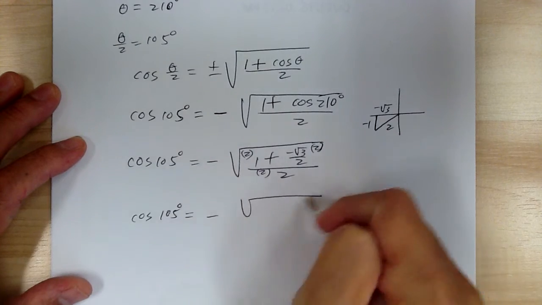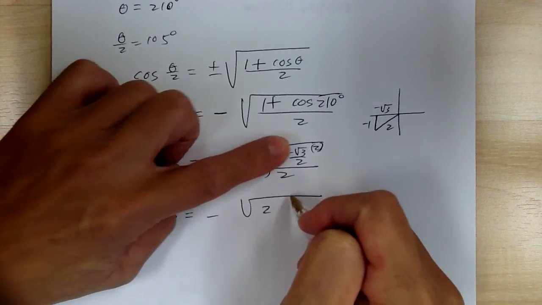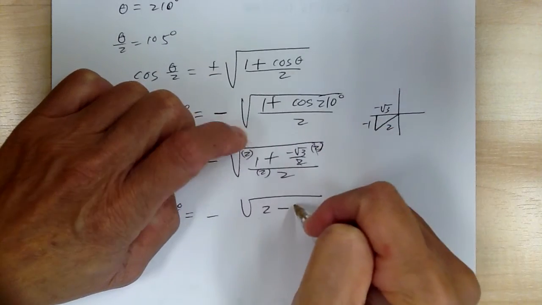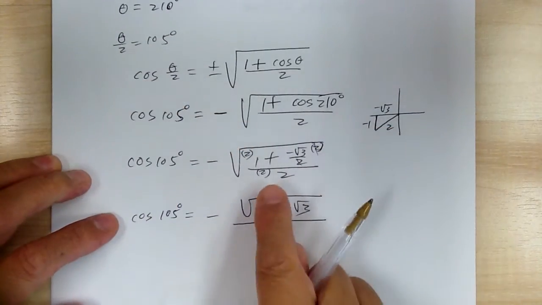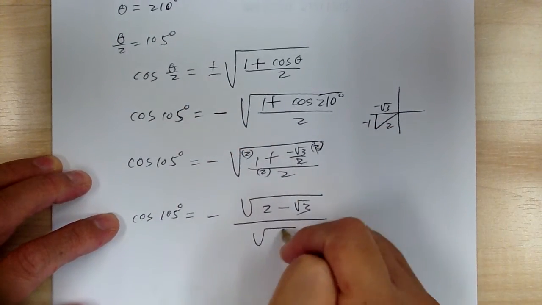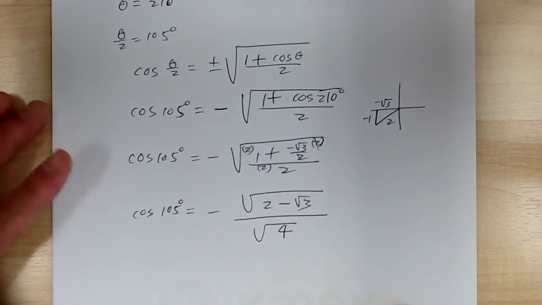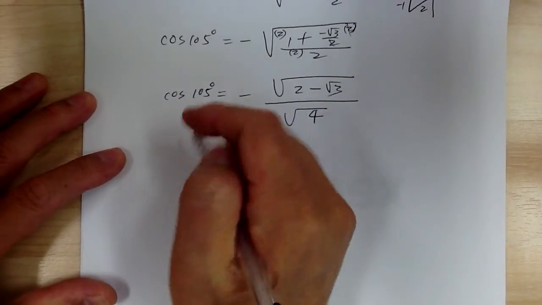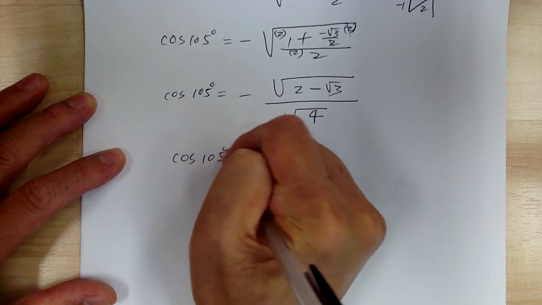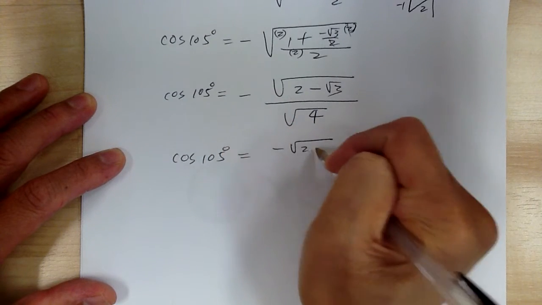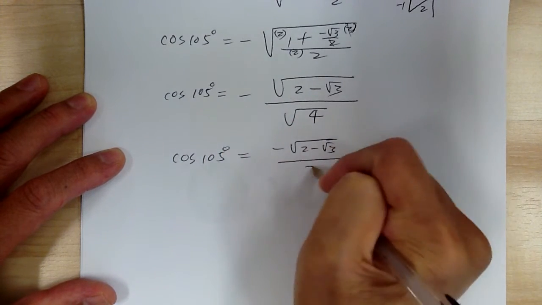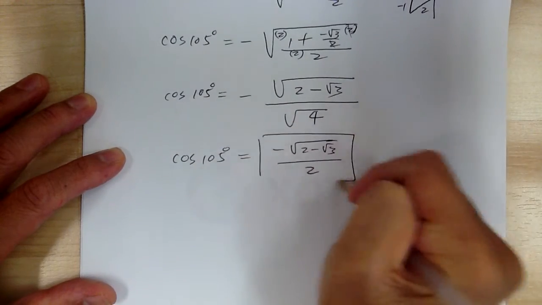So I'm going to separate the top and the bottom. This will give me a 2, and this will give me a minus, and this will cancel out the square root of 3 over. Now, this is going to be square root of 4, right? 2 times 2 is 4. And therefore, your final answer is negative square root of (2 minus square root of 3) over 2. Okay, and that's your final answer.